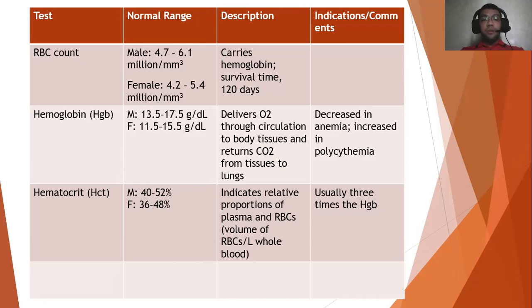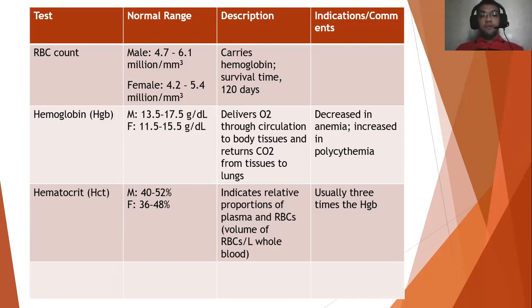For males, it's 13.5 to 17.5 grams per deciliter. For females, 11.5 to 15.5 grams per deciliter. What is the function of the hemoglobin? It's the one responsible for delivering oxygen through circulation to the different body tissues that we have, and it returns carbon dioxide from tissues to our lungs. A decrease in hemoglobin is an indication of anemia, but if there's an increase of it, it's an indication of polycythemia, meaning there's increased number of RBCs.